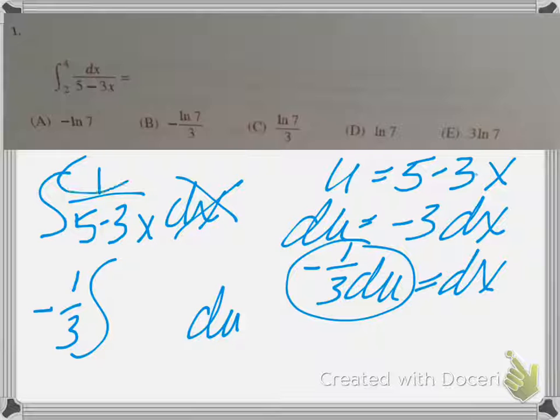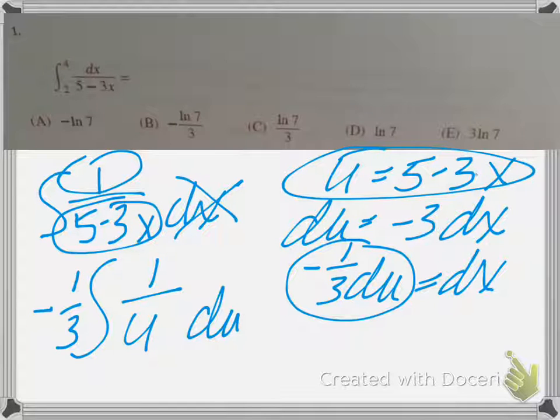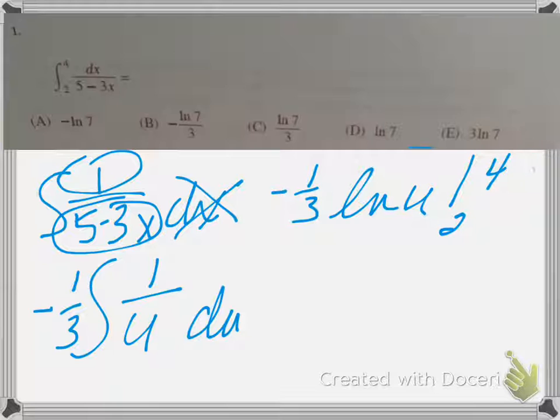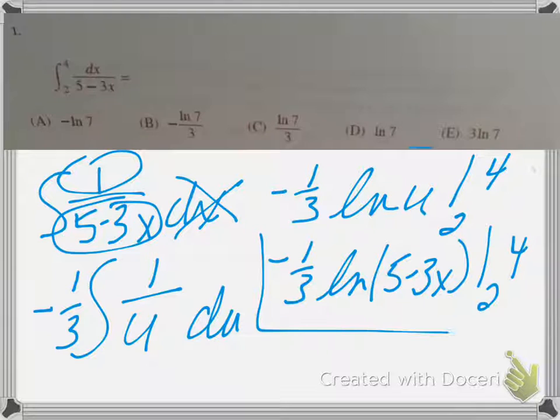Okay, and then you're left with this, which is 1 over 5 minus 3x. But 5 minus 3x is equal to u. So you'd have that. And now, hopefully, this might be a little bit easier. The antiderivative of 1 over u is just ln of u. Okay, so this is going to be from 2 to 4. But before we replace the 2 and 4 in there, we'd have to go back and replace that u for what u is really equal to. And u is really equal to 5 minus 3x. Okay, so this is what we need to solve.